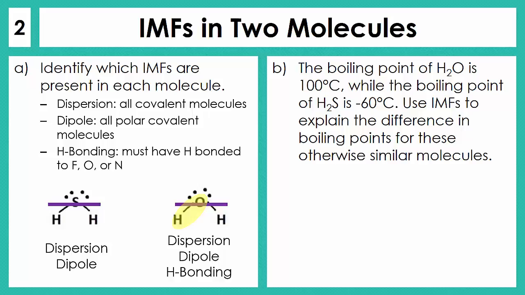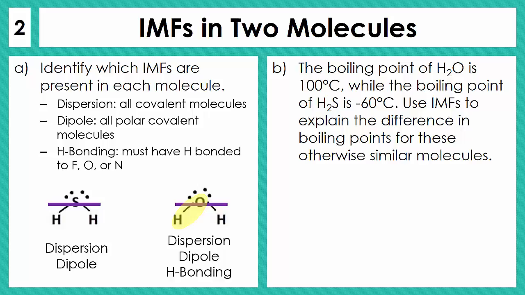Next, how is this useful? The intermolecular forces will dictate the properties of a substance. The boiling point of water is really high. It's 100 degrees Celsius, whereas the boiling point of H2S is negative 60 degrees Celsius. What that means is that at room temperature, H2S is a gas, but water is a liquid. In fact, it's a liquid well above room temperature.